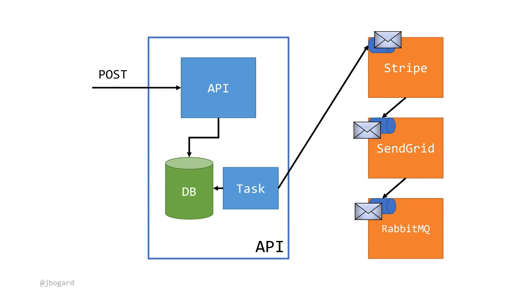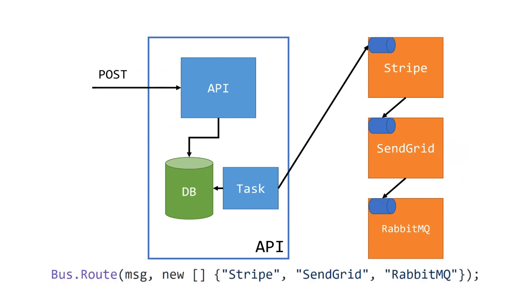And the idea behind the routing slip is that the set of steps is known up front whenever I send a message, so that each individual consumer is completely ignorant of, or uninvolved in, the overall set of steps that need to happen. So I do something like this. I say, go ahead and route this message to these three endpoints: Stripe, SendGrid, RabbitMQ, and the message will just flow from step to step as each consumer receives it.